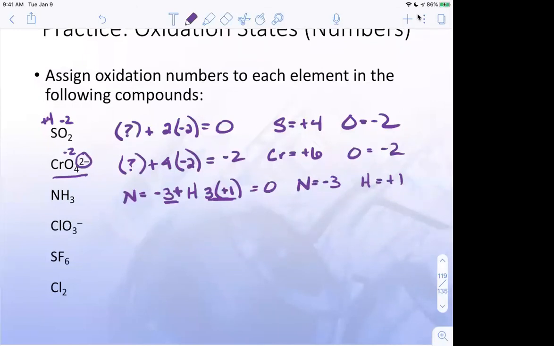Now this is chlorate, ClO3 minus. I have chlorine plus 3 times -2. I know my oxygen is -2. And this has an ion charge, so that has to be a -1. So something plus -6 equals -1. So my chlorine is going to be a +5. See, I told you they do weird things. And then oxygen is going to be my -2.